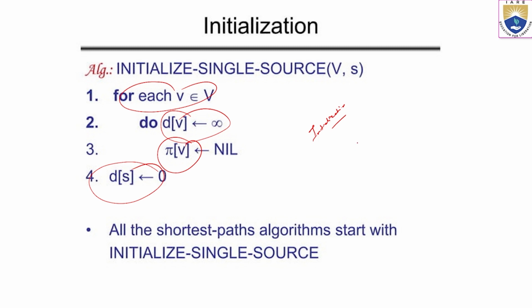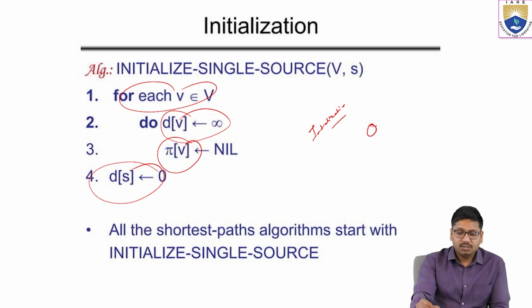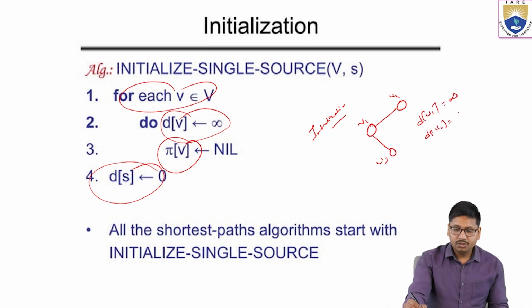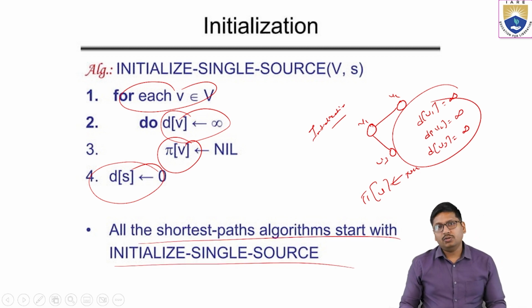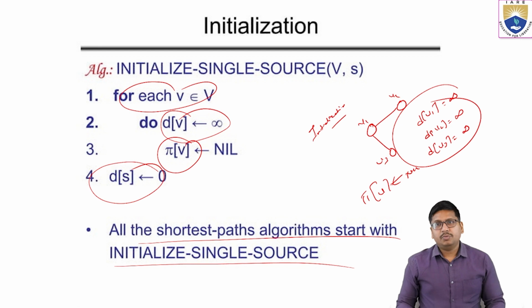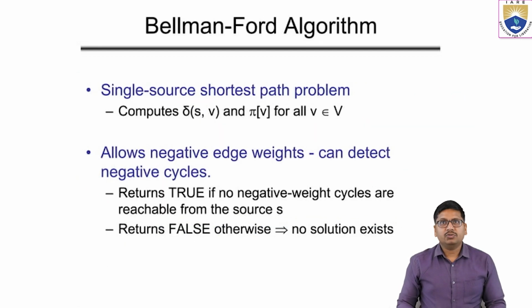So this should be the initialization here. For each vertex v in the graph, that belongs to V, make d[v] infinity first. d[v2] is equal to infinity, and d[v3] should also be infinity. Then make π[v] nil. So all the shortest paths are going to be solved. Shortest path is going to be strongly initialized single source.